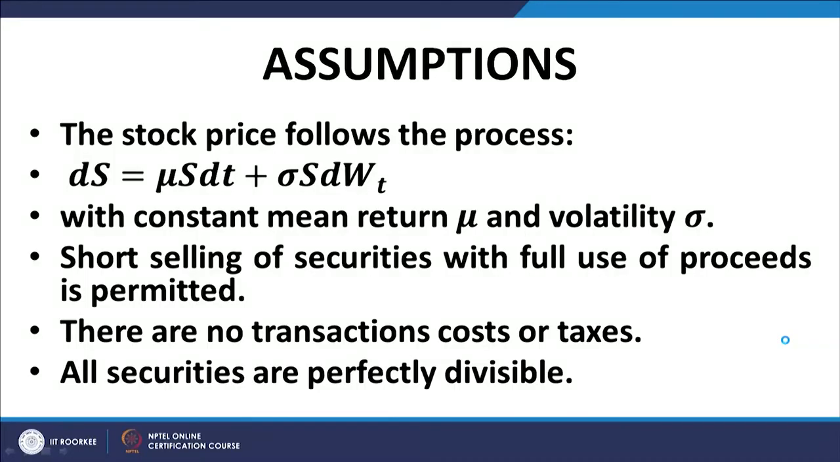We assume that the stock price follows the stochastic differential equation dS = mu S dt + sigma S dW_t. Remember, dW_t is the infinitesimal Brownian motion increment, and mu and sigma are constant parameters. Mu is the mean return and sigma is the volatility.